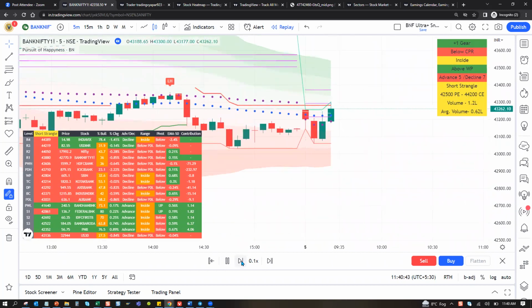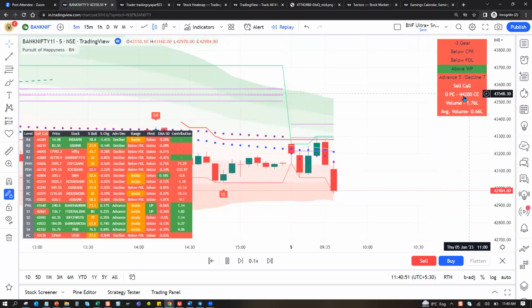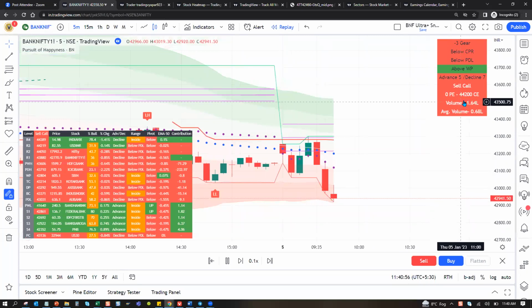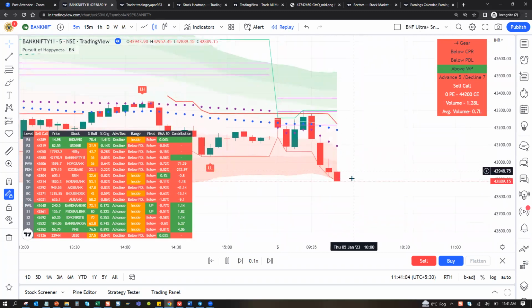I'll just go next. Sorry, I just pressed 2 times. Immediately it turned to sell call, for 44,200. It has picked up from the quote a level. 44,200 probably is very far OTM. And you see volume here is picking up. The volume is now more than the average volumes. So it is going down with huge volume, with heavy volumes.